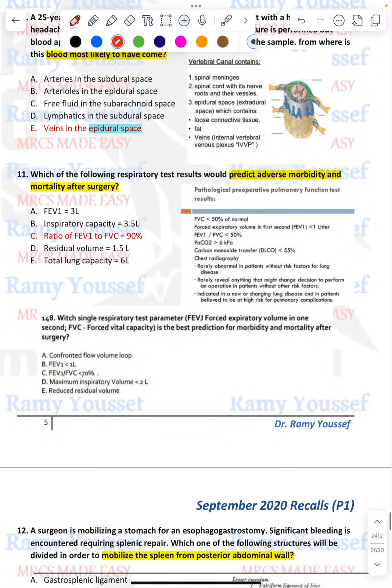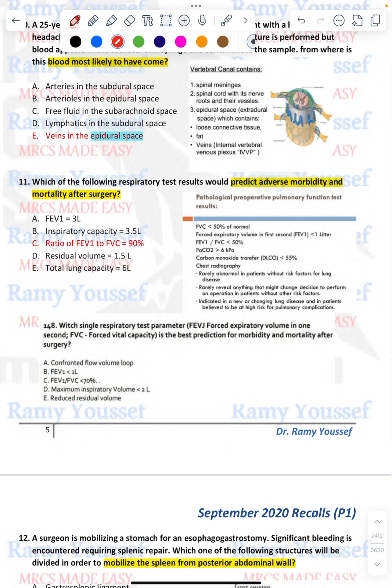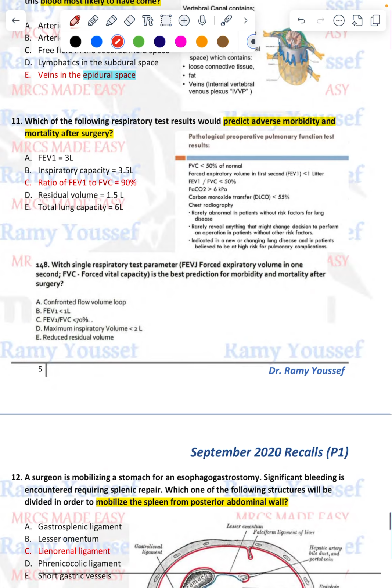A surgeon is mobilizing the stomach for esophagogastrostomy. Significant bleeding is encountered requiring splenic repair. Which one of the following structures will be divided to mobilize the spleen from posterior? Renal ligament, the splenorenal ligament.